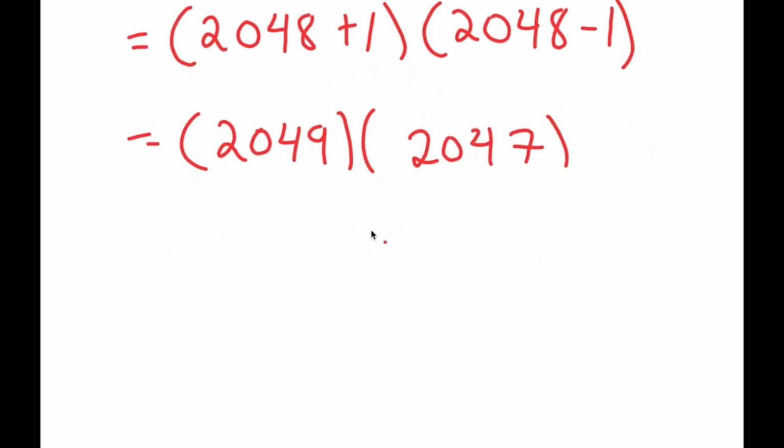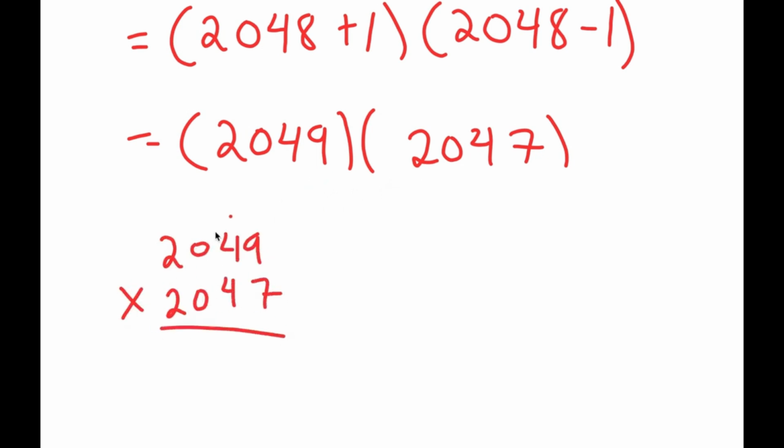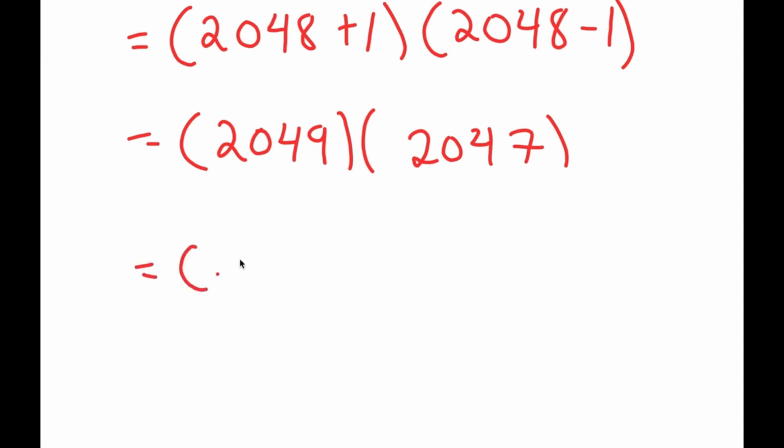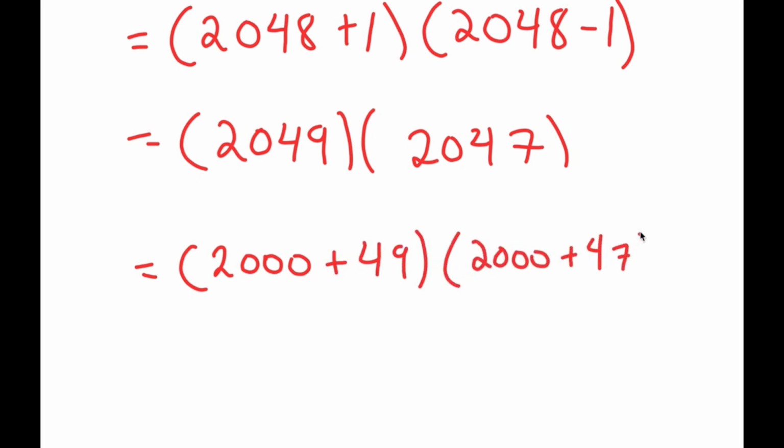And now, a simpler way of multiplying this, rather than the usual method, which takes way too long, is to rewrite this as 2000 plus 49 times 2000 plus 47. Now from here, I can simply distribute.